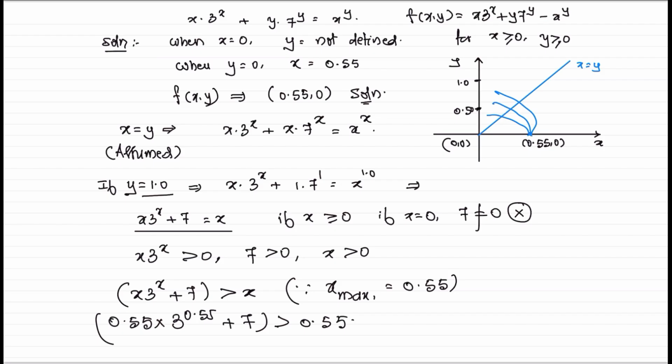Now, similarly, let us see. We are finding the boundary for y. We have found the boundary for x. Now we are finding the boundary for y. Let y is equal to 0.5. Can it be possible? If y is equal to 0.5, what happens to the equation? x into 3 to the power of x plus 0.5 into 7 to the power of 0.5 is equal to x to the power of 0.5. I replaced y with 0.5.